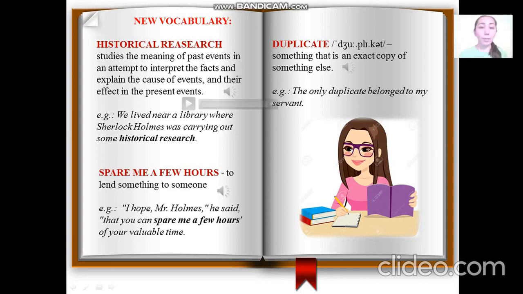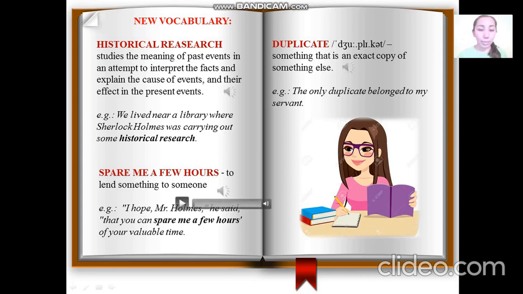The first one is historical research. We know what is research, and historical research is one type of research. It studies the past events, interprets the facts and explains the causes of events and their effect in the present events.